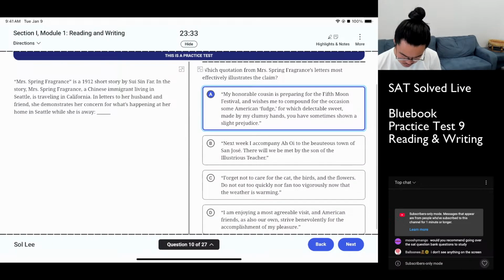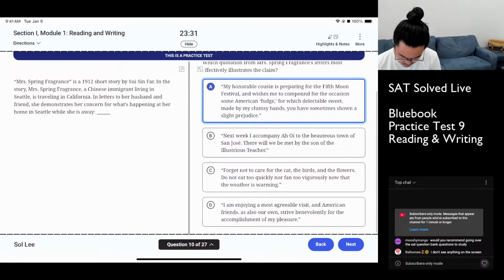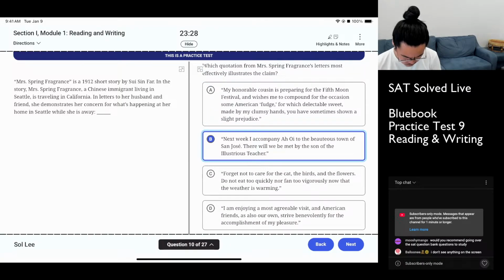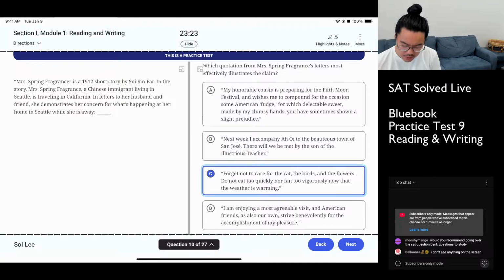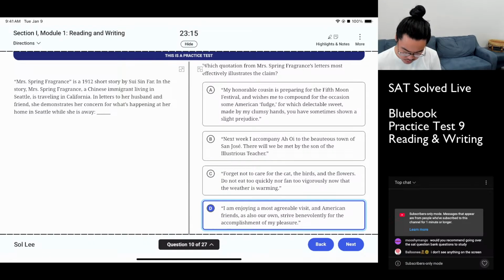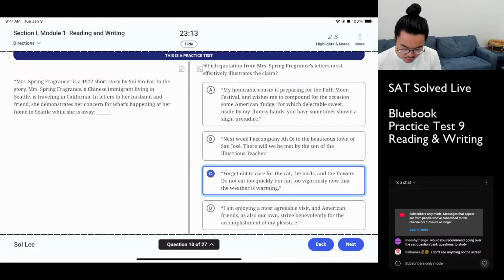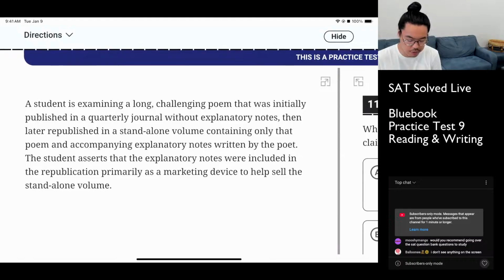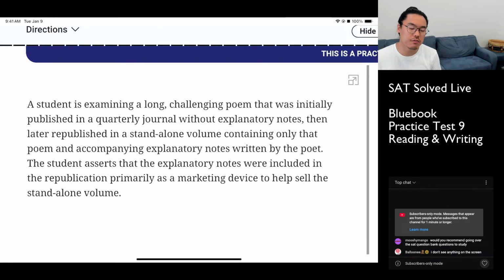So, my honorable cousin, okay, I'm supposed to be concerned about what's happening at the house. Forget not to take care of the cat, the birds, the flowers. Don't eat too quickly. Don't fan too vigorously. The weather is warming. I'm just double checking D, but yes, only C has concern, and the other ones don't even have concerns at all. So this is actually kind of easier than I was expecting. It could have been a lot harder. You could have theoretically had a concern for a non-house related thing as one of the other answer choices, but only one of them had a concern at all.